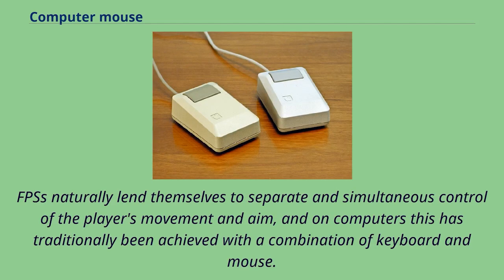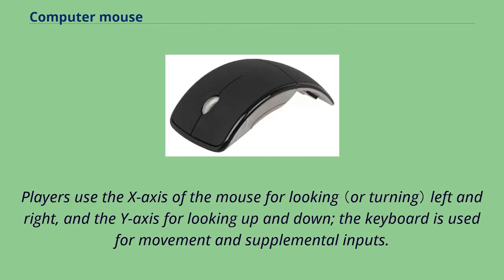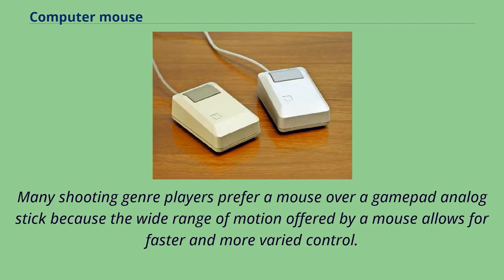FPSs naturally lend themselves to separate and simultaneous control of the player's movement and aim, and on computers this has traditionally been achieved with a combination of keyboard and mouse. Players use the X-axis of the mouse for looking left and right, and the Y-axis for looking up and down. The keyboard is used for movement and supplemental inputs. Many shooting genre players prefer a mouse over a gamepad analog stick because the wide range of motion offered by a mouse allows for faster and more varied control.